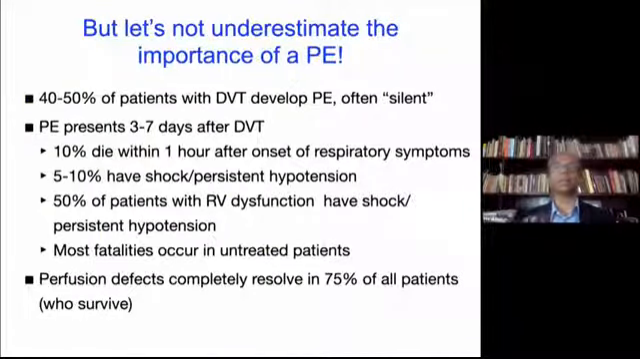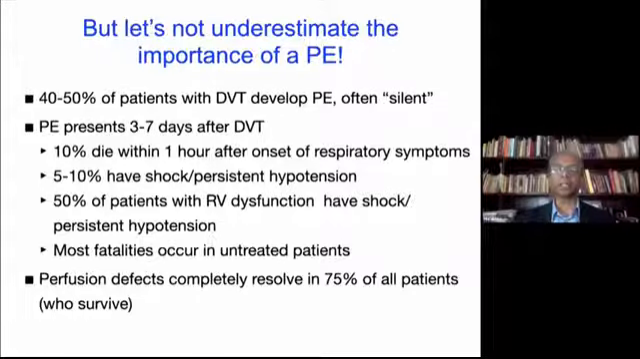But let's not underestimate the importance of pulmonary embolism. 40 to 50% of patients with a DVT develop a PE, which is often silent. And a PE may present 3 days to a week after a DVT. And unfortunately, about 10% die within an hour of the onset of respiratory symptoms, not giving you very much time to do much. 5 to 10% have shock or persistent hypotension.